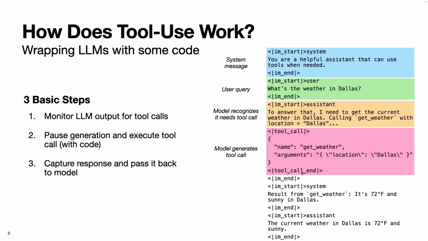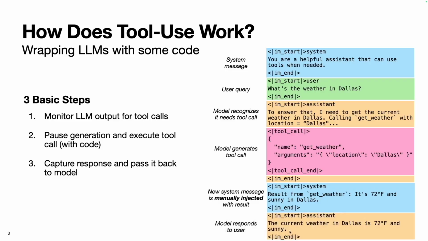But once we see this special tool call end token, we can pause generation, pass the Dallas input to this get weather function, which let's say is implemented in Python. We can run that code, get the output, and then manually inject this text into this context. We can add this system message that says, "Results from get weather: it's 72 degrees Fahrenheit and sunny in Dallas," and then end. Then from here, we can relinquish control back to the model and then have the model generate the rest of its output.